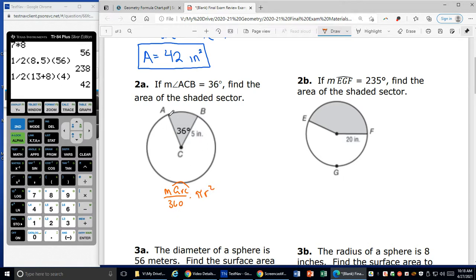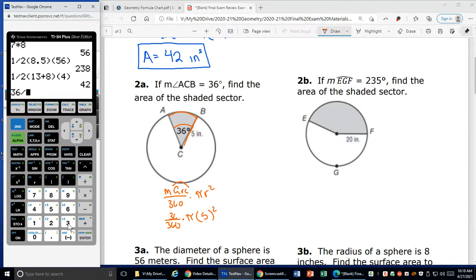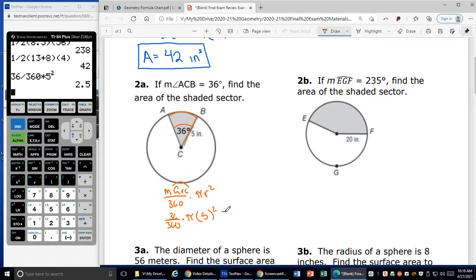The measure of the arc is 36 degrees over 360 times pi r squared, and my r is 5 inches. So I'm going to do this without the pi. 36 divided by 360 times 5 squared gives me 2.5, and then I still have that pi. So this is 2.5 pi.